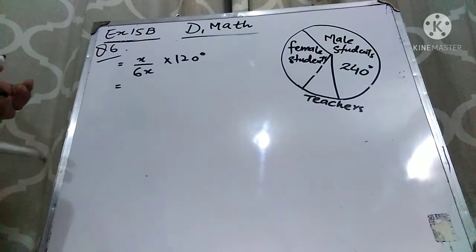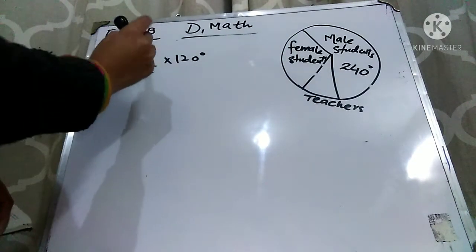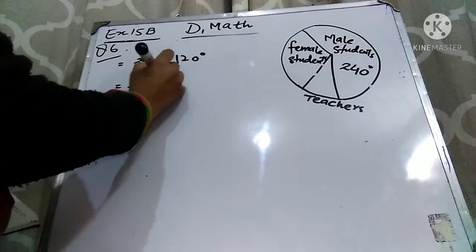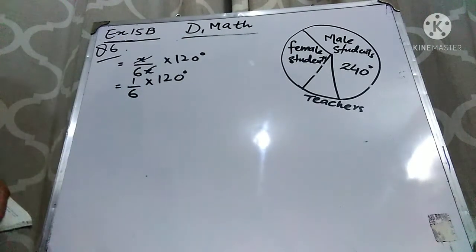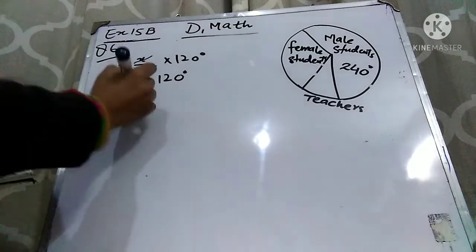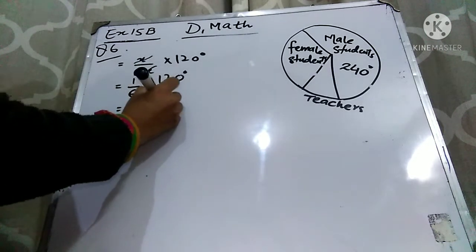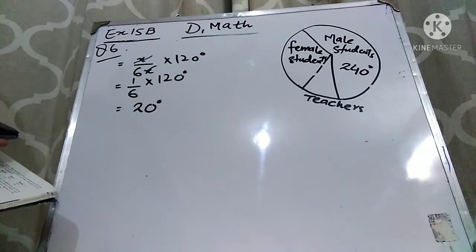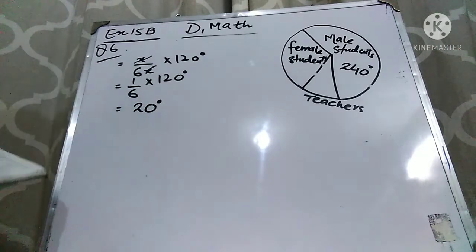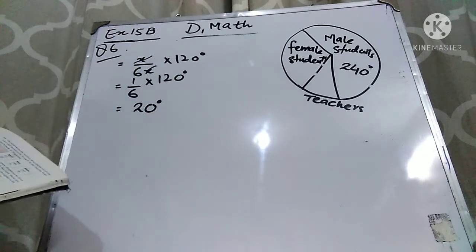Okay, so x and x will cancel each other. So I will get 1/60 multiplied by 120 degrees. When I divide 120 by 6, I will get 20 degrees. So the angle of the sector that represents the number of teachers in the school is equal to 20 degrees. This is all about part A.